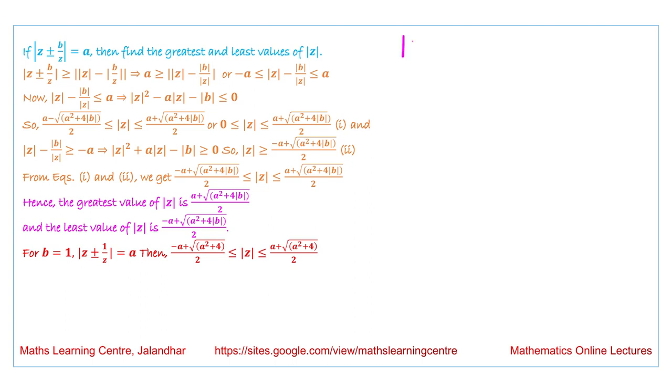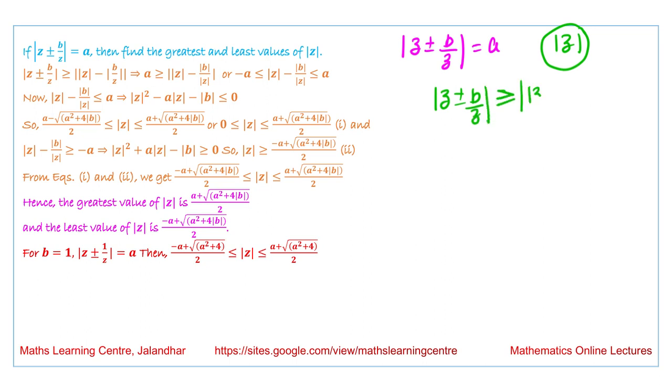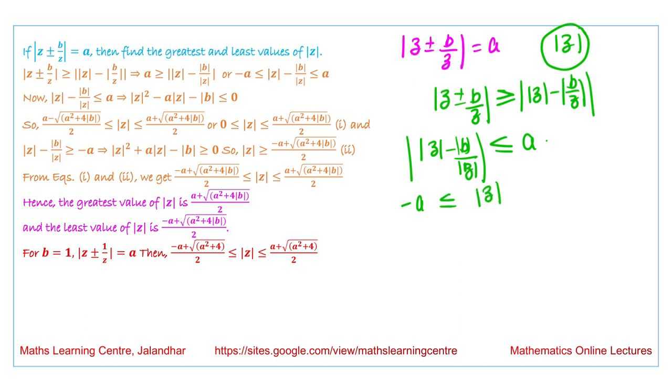Next is, if mod of z plus b by z, that is equal to a, then we have to calculate the greatest and the least values of mod z. Now we know that mod of z plus b by z will be greater than or equal to mod of z minus mod of b by z. So we obtain that mod of z minus mod of b by mod of z, whole mod, will be less than or equal to a, and this implies that minus a is less than or equal to mod z minus mod b by mod z, which is less than or equal to a.